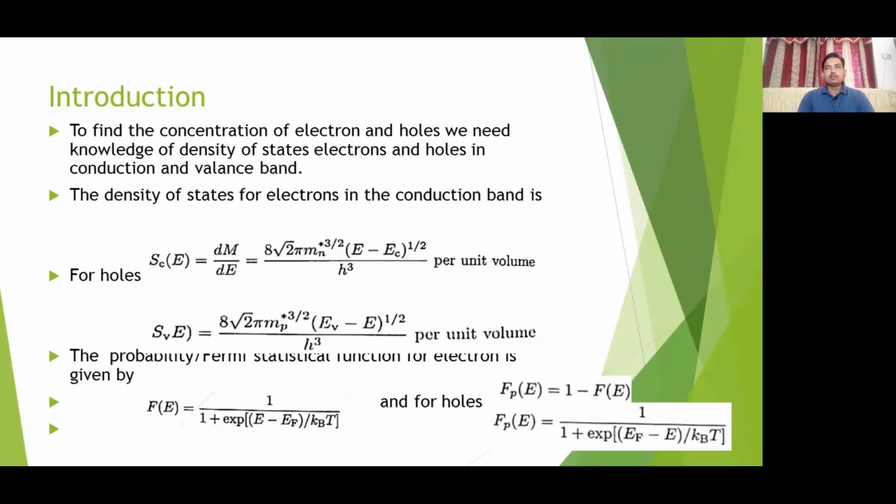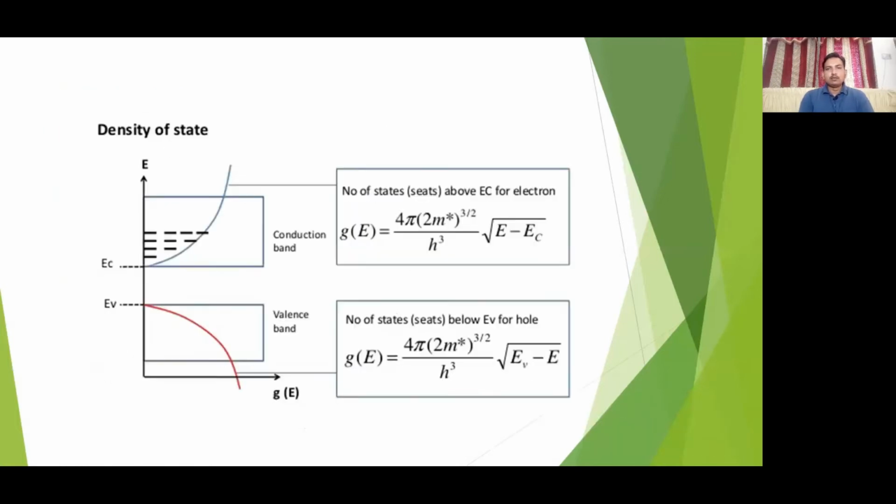So you have the density of states and you have the probability function for both electrons as well as holes. For any given energy range dE, you can easily find the concentration by multiplying this probability function with the density of states in that energy range. And if you want to find it through the whole band, then you have to integrate to find the concentration of electrons in the conduction band or the concentration of holes in the valence band.